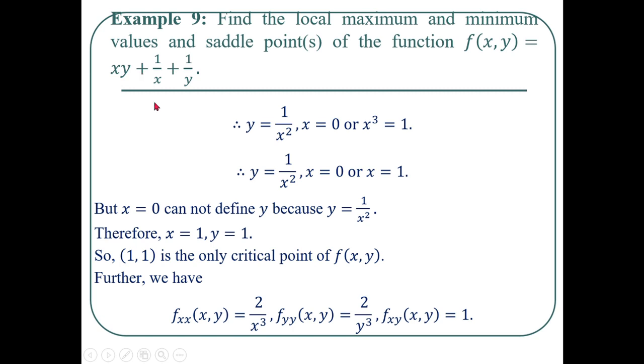And fx at xy is equal to y minus 1 upon x square. When we differentiate it with respect to y, we will get fxy at xy is equal to 1, and similarly fyy at xy becomes 2 upon y cube. Now we want to find these values at the point (1, 1). At the point (1, 1) we will get fxx at (1, 1) is equal to 2 upon 1 cube, that is 2. fyy at (1, 1) is equal to 2, and fxy at (1, 1) is equal to 1.